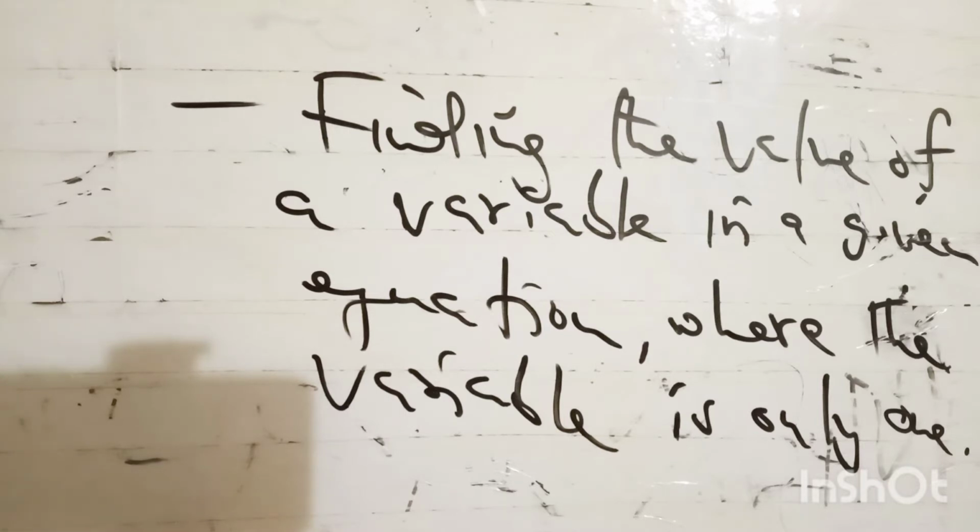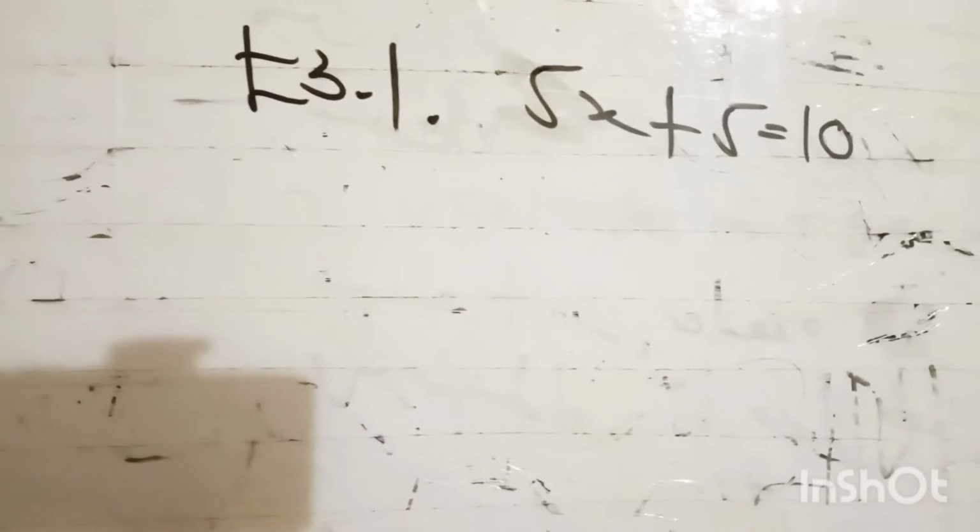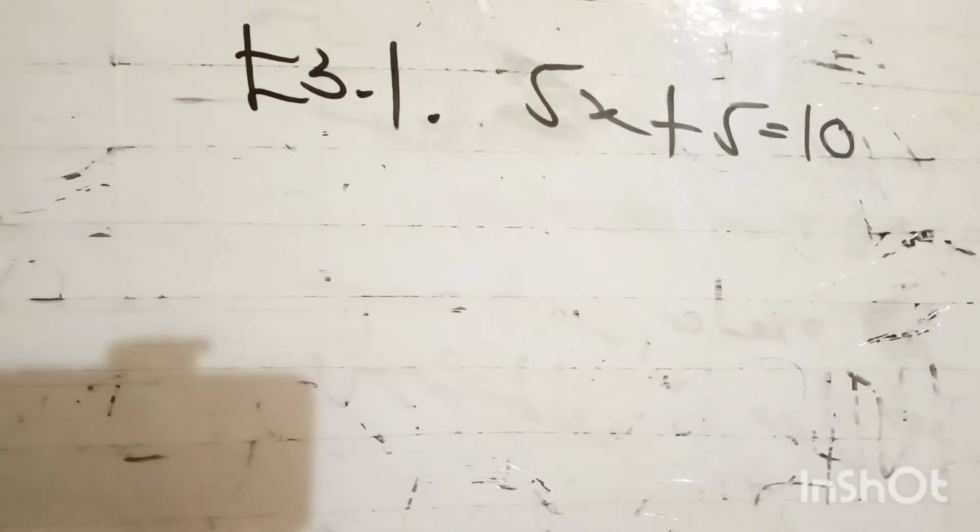Right, so we'll take them a bit and see how to go through the process as far as finding the missing number is concerned. For our first example, we have 5x plus 5 equal to 10. We have to find the value of the variable x. How do we go about this? It's so simple.